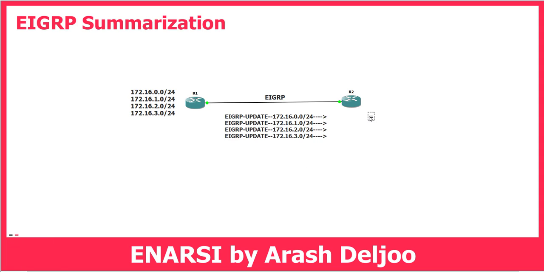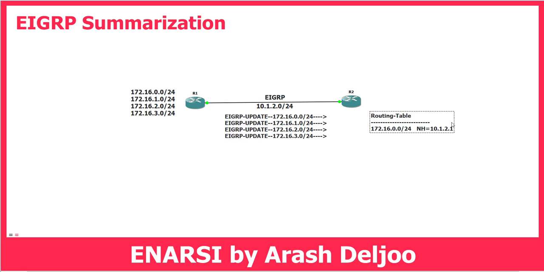After advertising these 4 networks to Router 2, in EIGRP or any other routing protocol, we have 4 networks inside the routing table. Assume that this is the routing table of Router 2, and here we have 4 networks, 172.16.0.0/24. This is reachable from Router 2. Assume that in the link between Router 1 and Router 2, we are using 10.1.20/24 as the IP address.